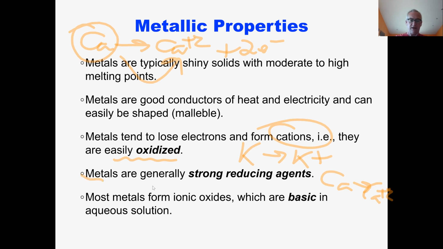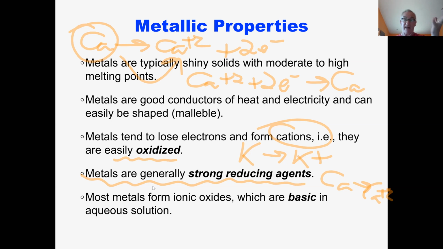So metals are generally reducing agents. Now, what's a reducing agent? Well, reduction is the opposite reaction. It's when you take calcium 2 plus and you add electrons to it and it becomes calcium again. That's a reduction. So what happens in the presence of a metal?